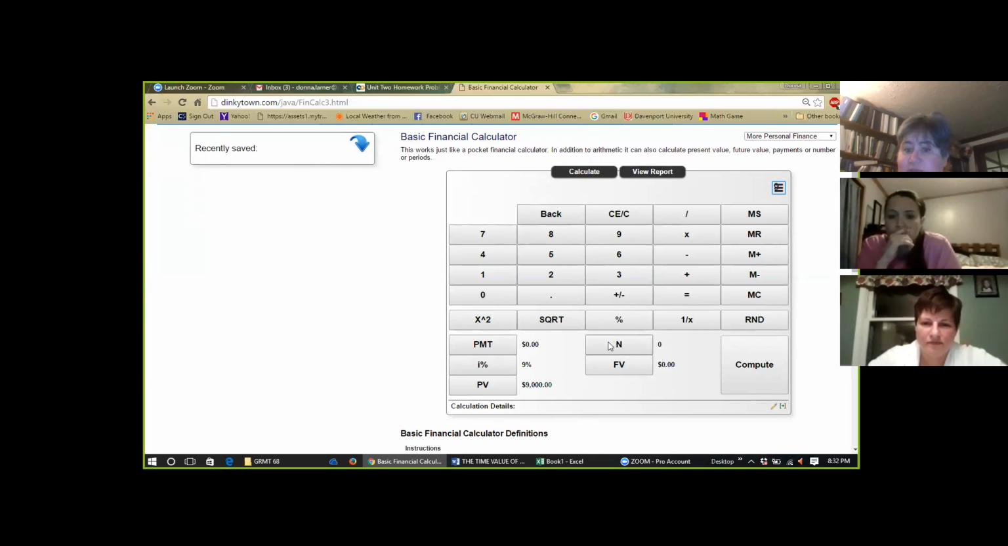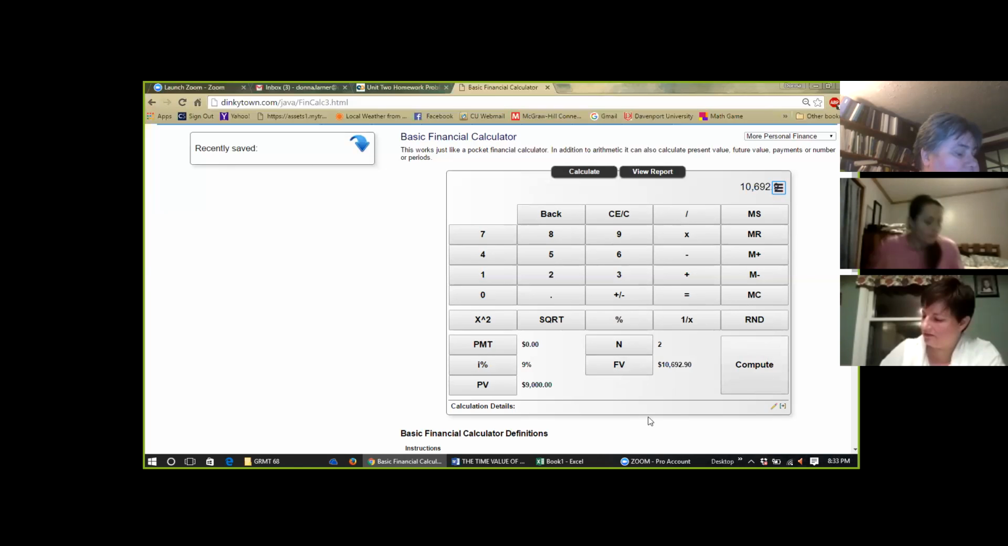And how many years? That's what the N is, number of years or number of periods. 2, so I'll push 2 and then the N. I'm not making payments. That would be as if I was depositing a certain amount every year for so many years. I'm not doing any of that. I'm not going to make any additional payments into this account. And I want to know what I'll have in the future. What is my future value in this account? So I just say compute future value. And there you go. That's how much money you'll have.